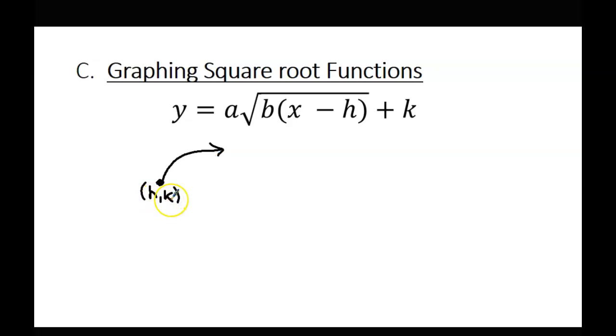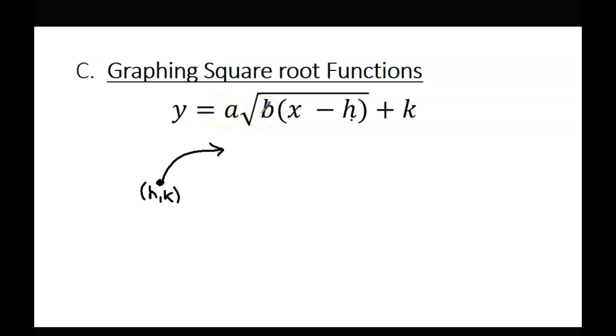What does that mean? The H and K is from these two numbers here. And I'll show you how that applies in a problem in a minute. But basically, whatever numbers are here, we're going to call that our starting point. Now, remember, if you have a negative on the outside, that flips it upside down. If you have a negative on the inside, it flips it sideways.